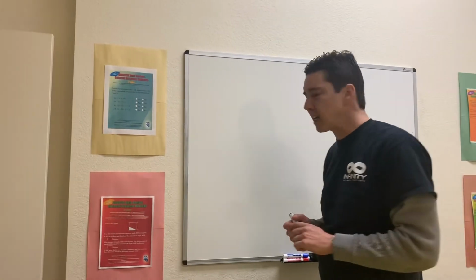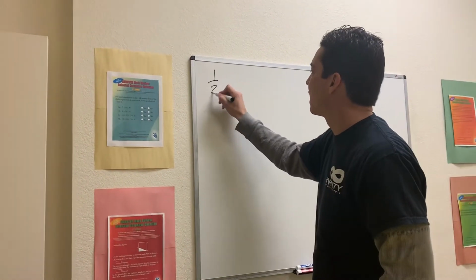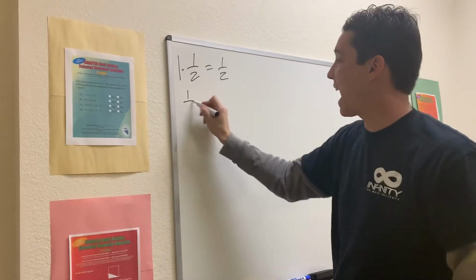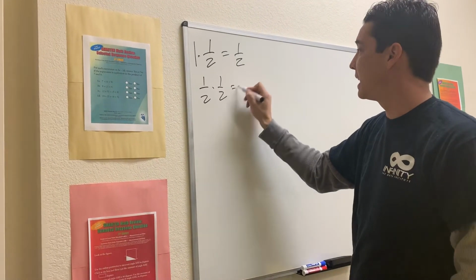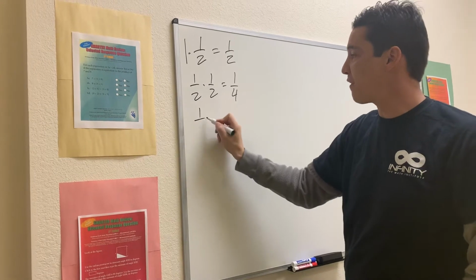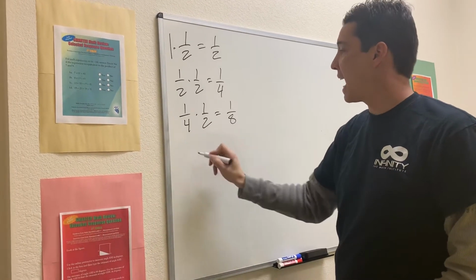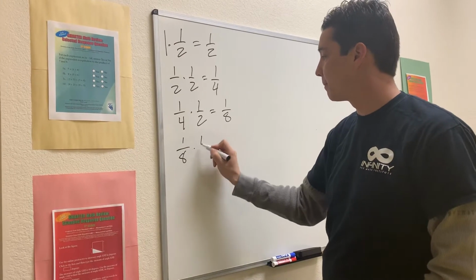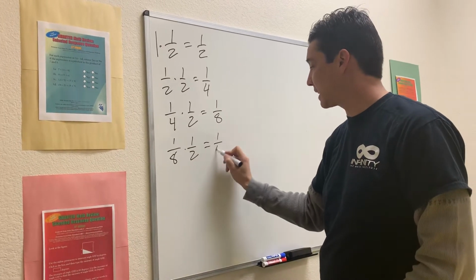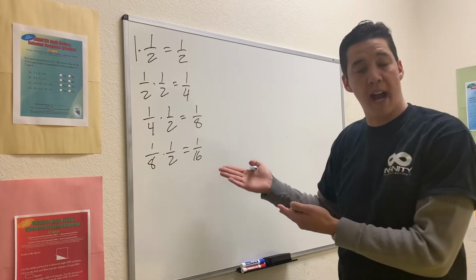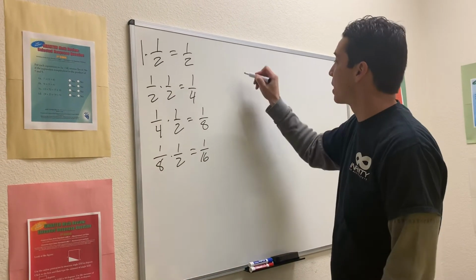So, really quick, a half of a half is a quarter. A half of a quarter is an eighth, and a half of an eighth is a 16th. And now we all know if you want to convert a fraction to a decimal, you just got to do some long division.